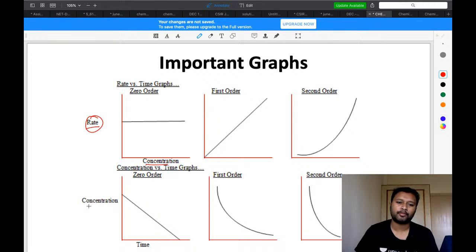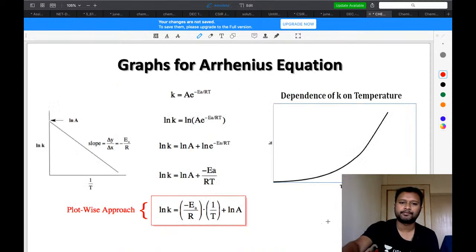Then if you are plotting concentration versus time, we have already seen that for zeroth order reaction you get a negative slope, for first order reaction you get an exponential decay curve, and for second order reaction it's again y equals 1 by x type of graph.